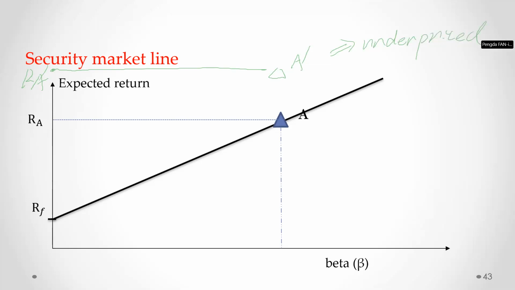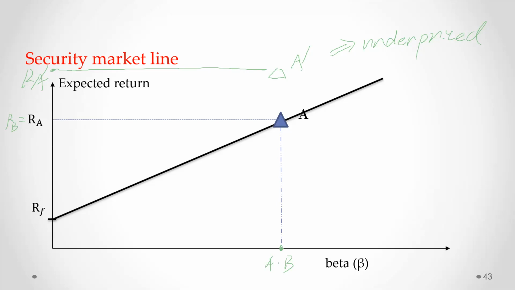So the reason is, I think there are many other assets that have the same level or better returns than A. Let's say both A and B have the same level of betas. So based on the security market line, we know that the expected return for A and B should be identical. So RA equals RB. This is the expected return if there's no mispricing.